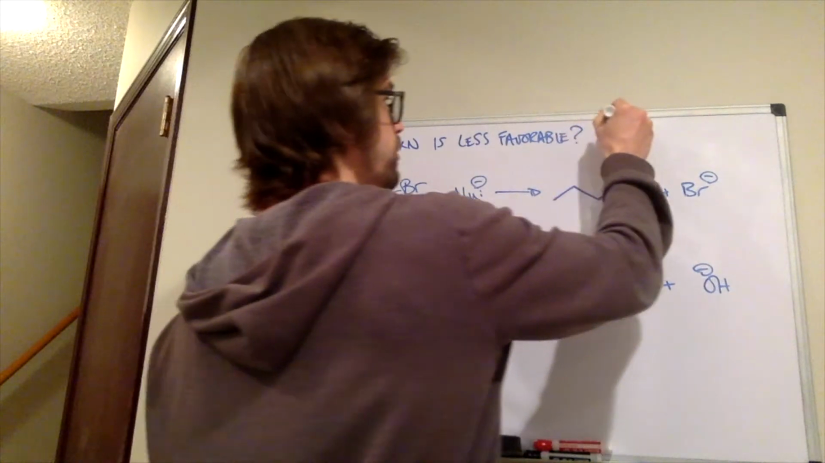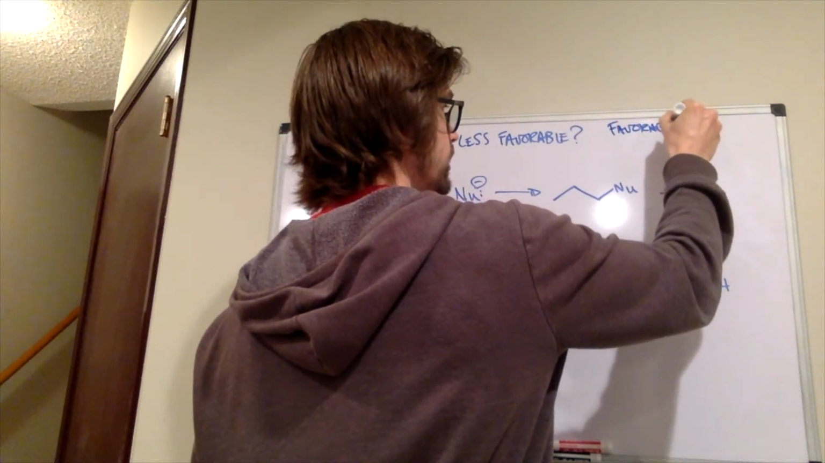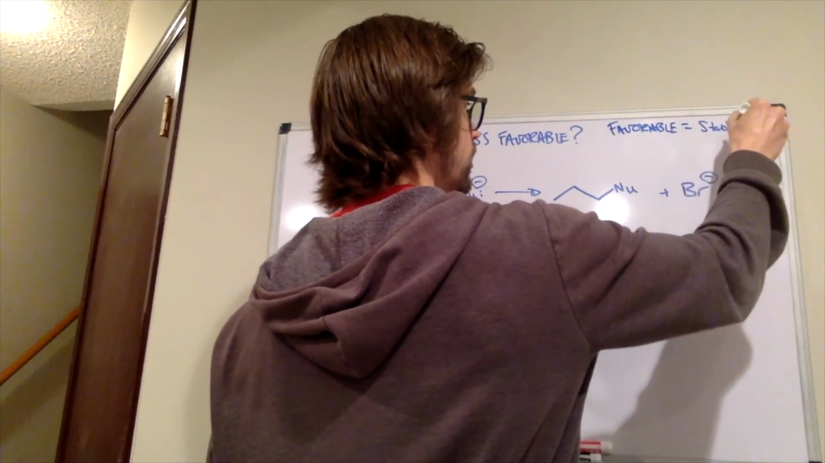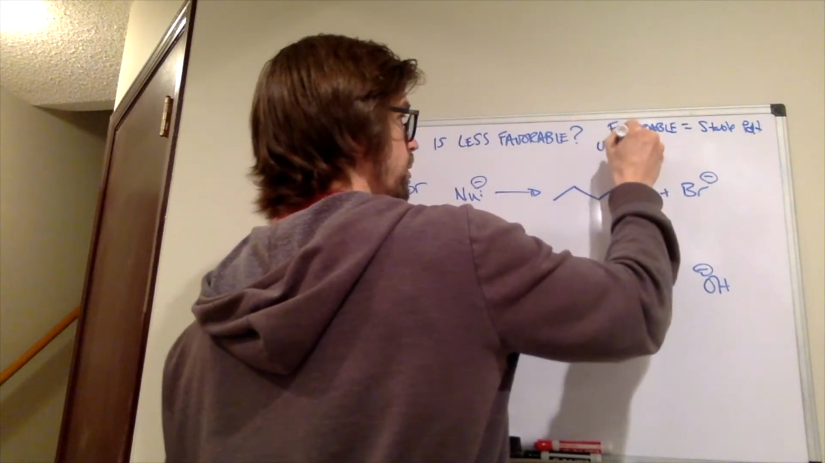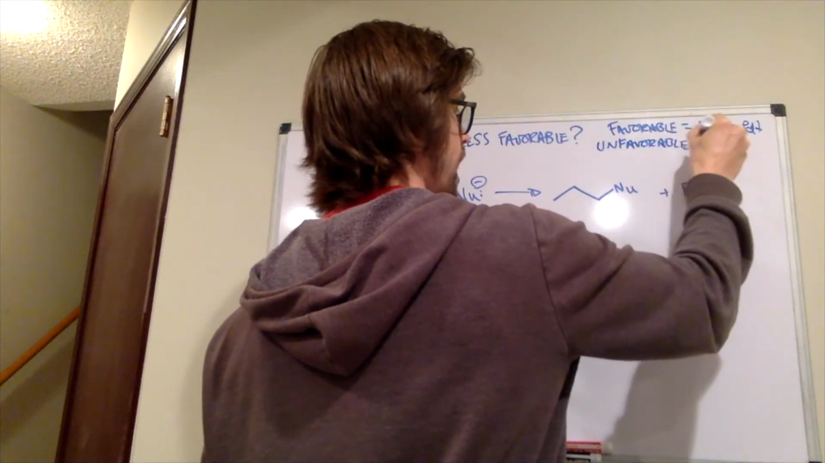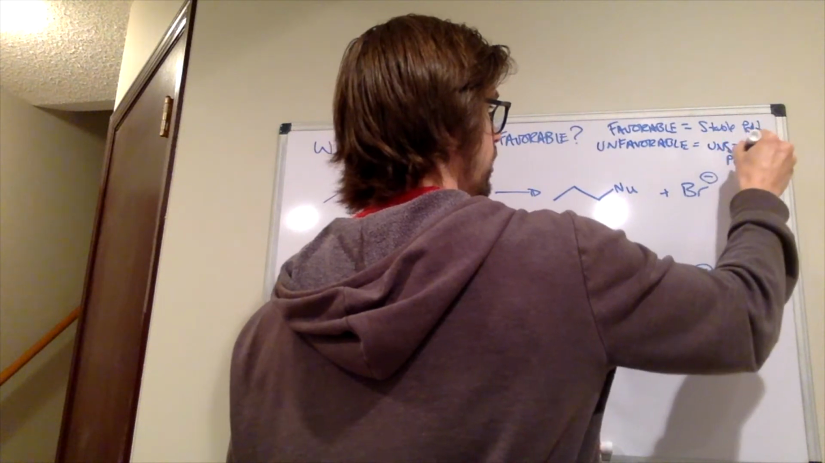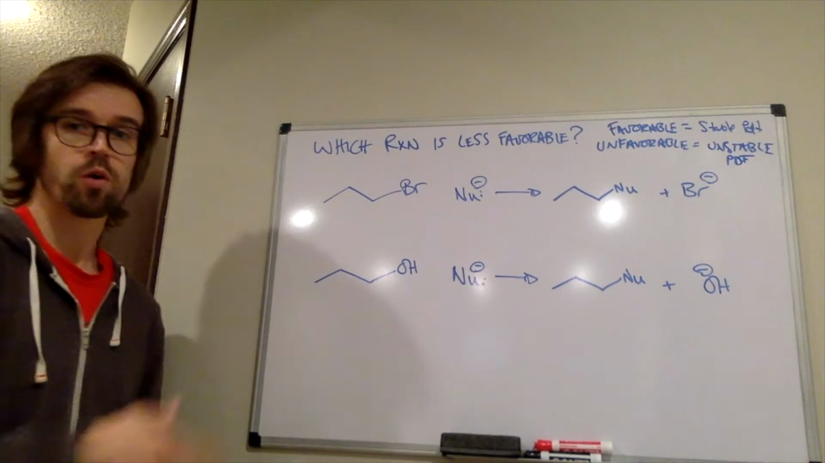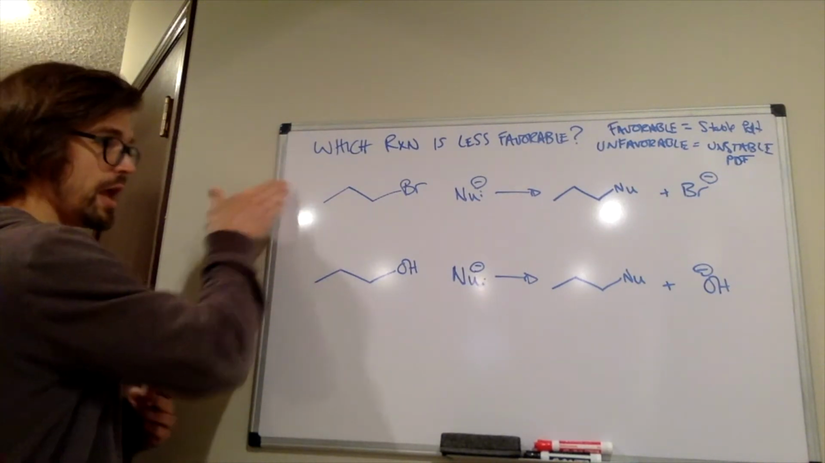So favorable reactions have stable products, and unfavorable or less favorable reactions have unstable products or less stable products. So which of these is less favorable, A or B?